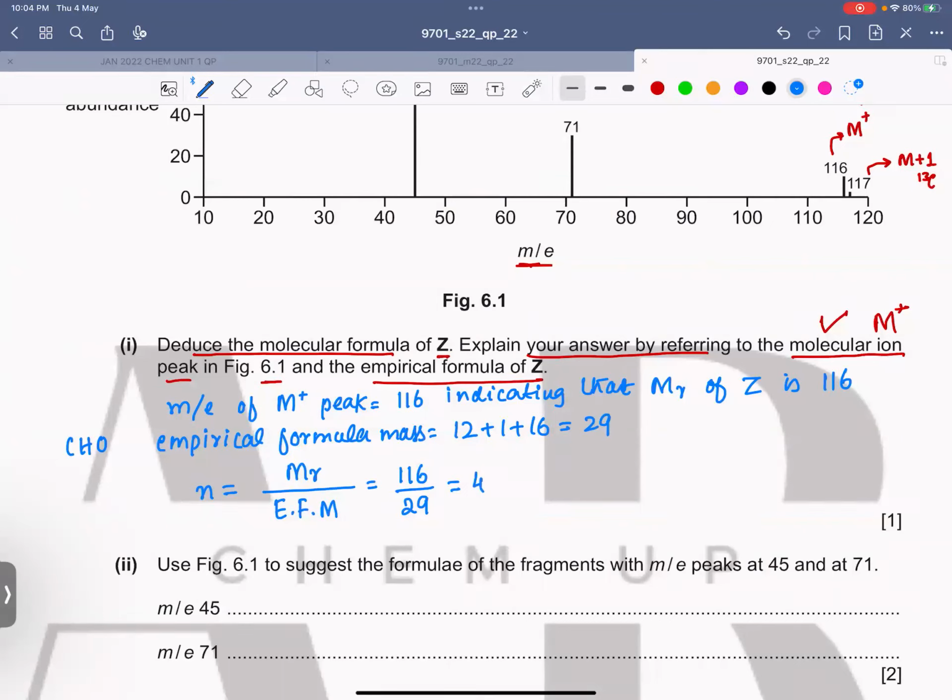So the molecular formula would be CHO times 4. So the molecular formula becomes C4H4O4. Is this clear? Yes, is it understandable to everyone?